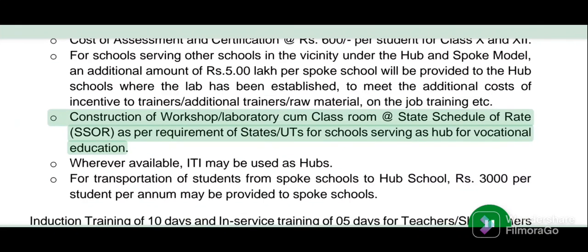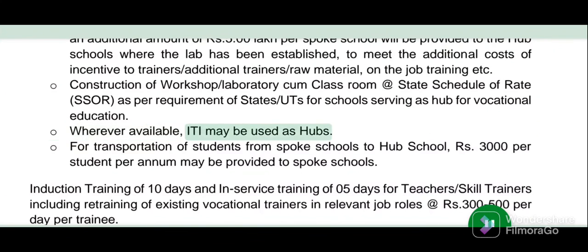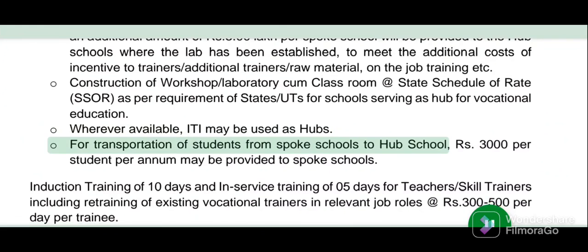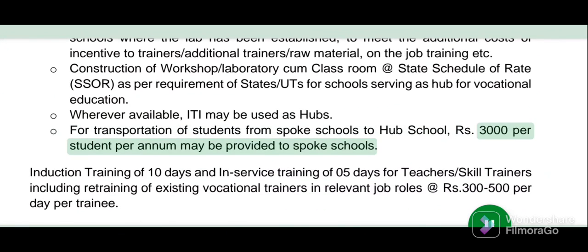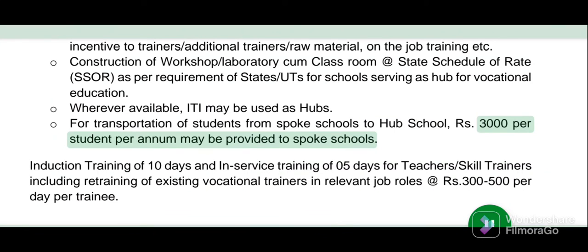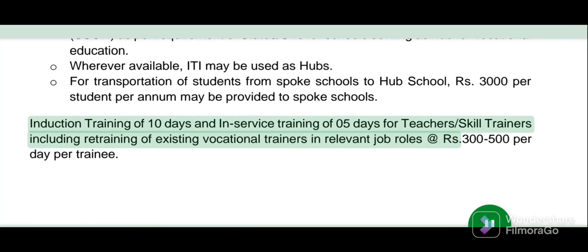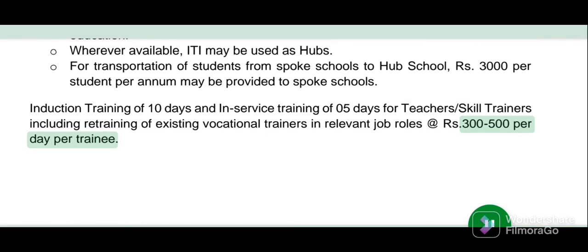Construction of workshop, laboratory classroom at State Schedule of Rates (SSOR) as per requirement of states and UTs for schools serving as hub for vocational education. Wherever available, ITIs may be used as hubs. For transportation of students from spoke schools to hub school, Rs. 3,000 per student per annum may be provided to spoke schools. Induction training of 10 days and in-service training of 5 days for teachers and skill trainers, including retraining of existing vocational trainers in relevant job roles, at Rs. 300 to 500 per day per trainee.